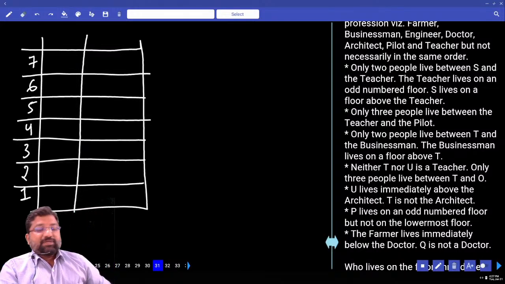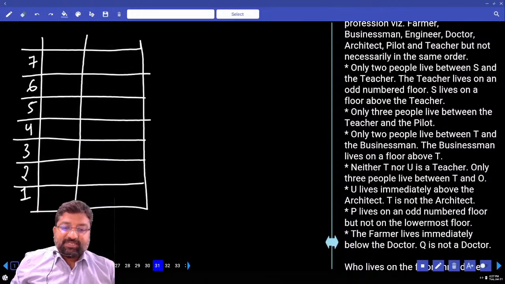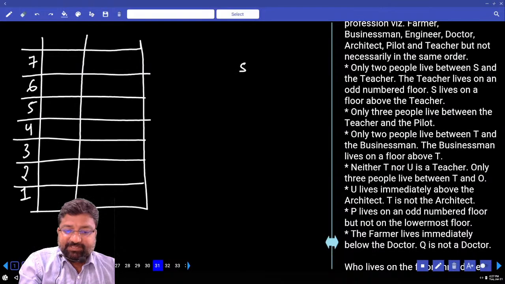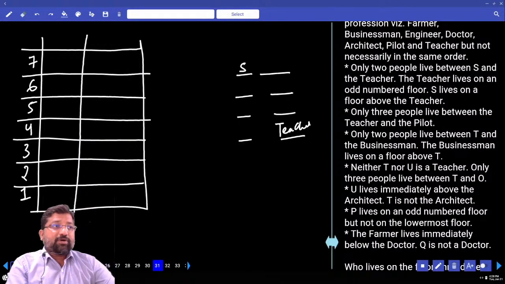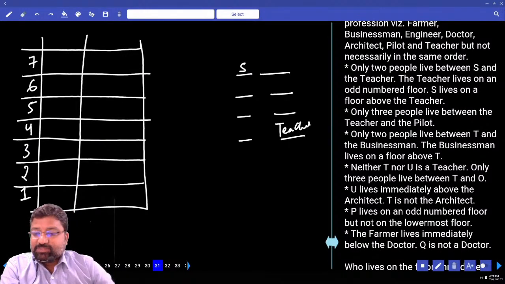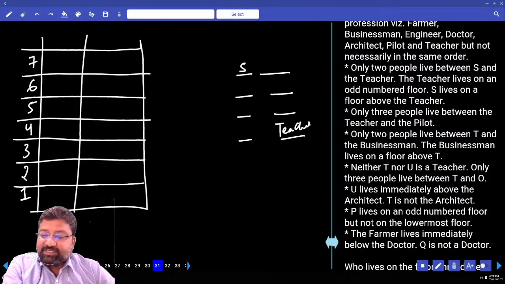Okay, let's read the first one. Only two people live between S and teacher. The teacher lives on odd number floor. S lives on the floor above teacher. This is S, 1, 2, teacher. And teacher is living on an odd number floor. How many floors are covered? 4 floors. Only 3 people live between teacher and pilot.